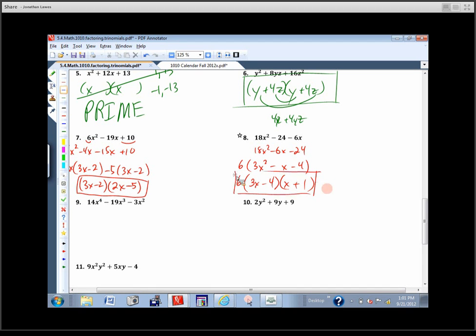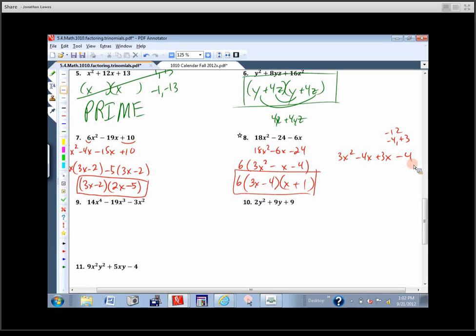Let's do this just from scratch. I'm going to multiply the 3 and the negative 4 together. That's a negative 12. Are there numbers that multiply to be negative 12 that combine to be negative 1? Negative 4 and positive 3. They multiply to be a negative and they combine to be a negative. So I'm going to write 3x squared minus 4x plus 3x minus 4.